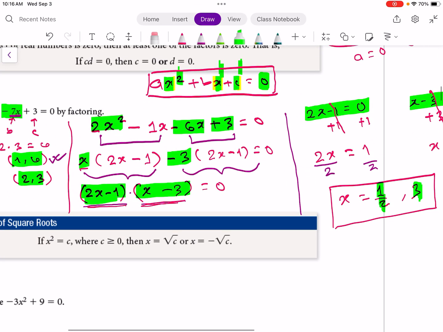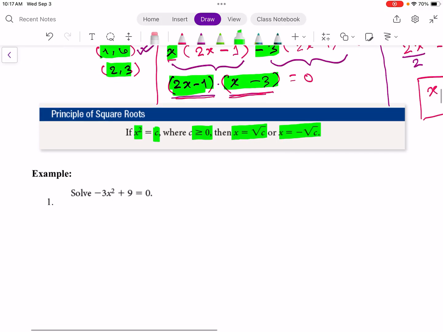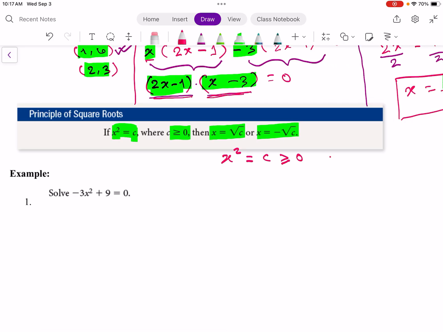Now let's go to the next one. So we have the principle of square root. This is the next method. If our equation is x squared equals c, where c is any number greater than or equal to 0, then the solution is x equals square root of c or x equals negative square root of c. But in order to use this method, you must have x squared on the left and equals some number on the right, where c has to be greater than or equal to 0.